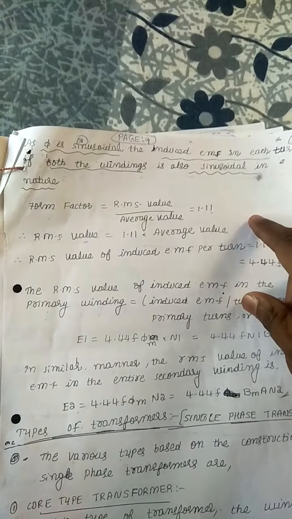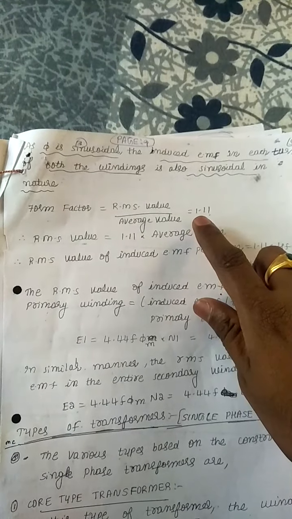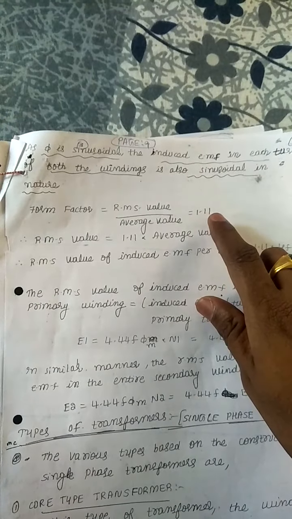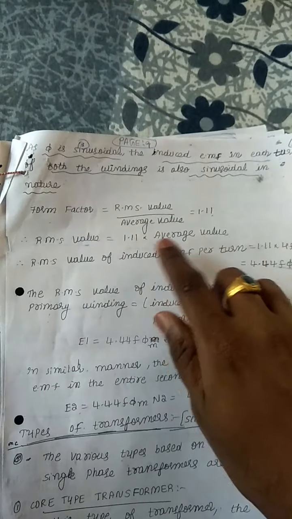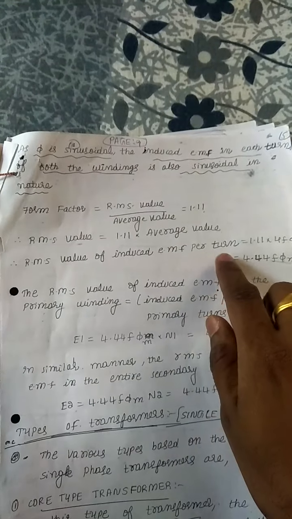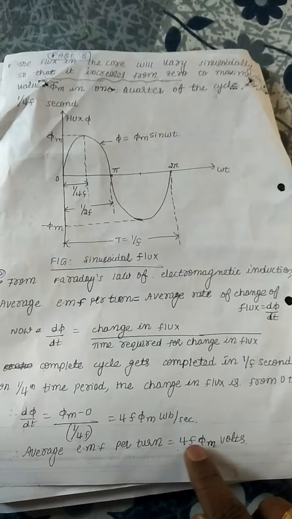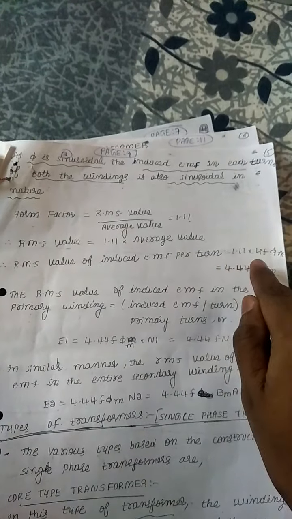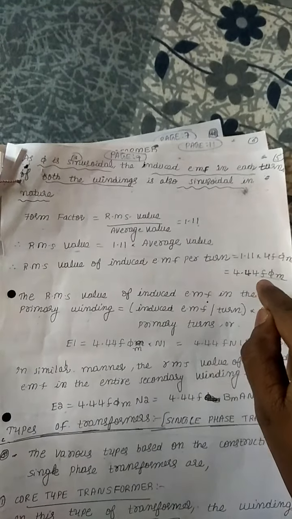Form factor is given by the equation RMS value by average value, as you know, and the theoretical value is 1.11. So RMS value is equal to 1.11 into average value. So the RMS value of the induced EMF per turn is nothing but 1.11 into the average value you already found from the previous equation, 4f phi m volts. So the total value is 4.44 f phi m.